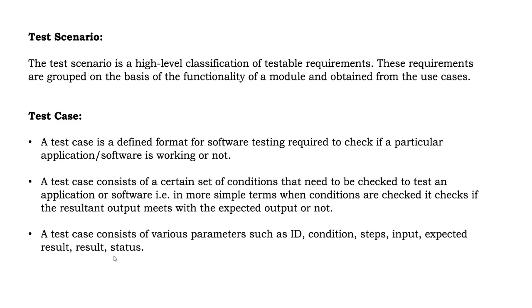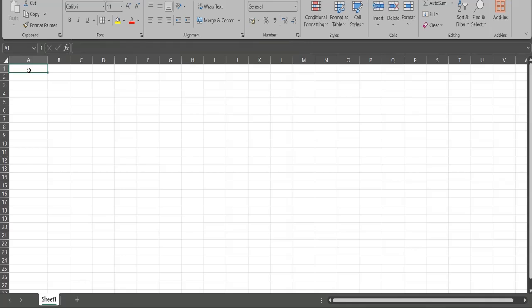So, let's start with writing the test case now. First, we will list out what are the different fields that are required. First is like project name, and then module name, created by, who created this test case document, and then created date, what is the created date, and then who reviewed this. So it is like reviewed by. So all these are important. And then reviewed date.